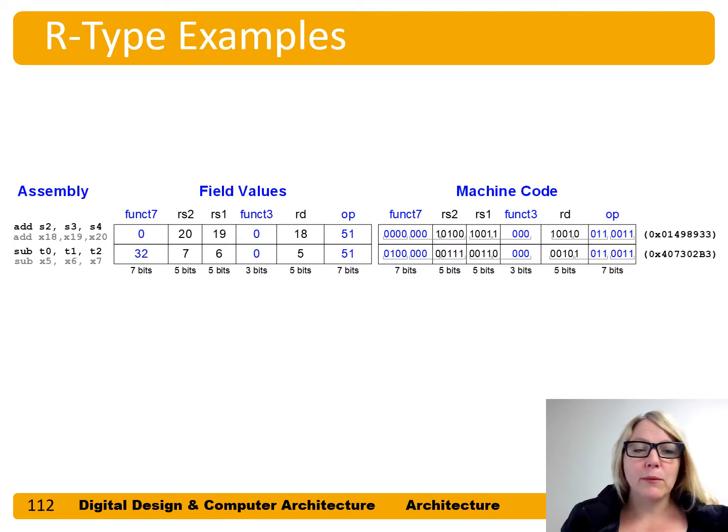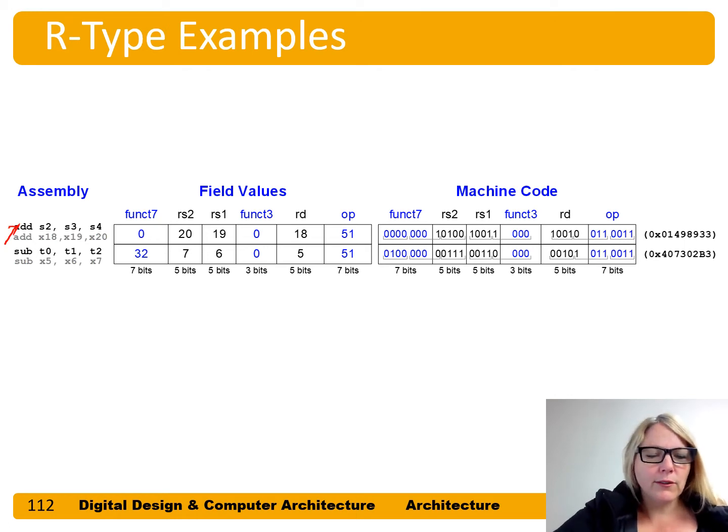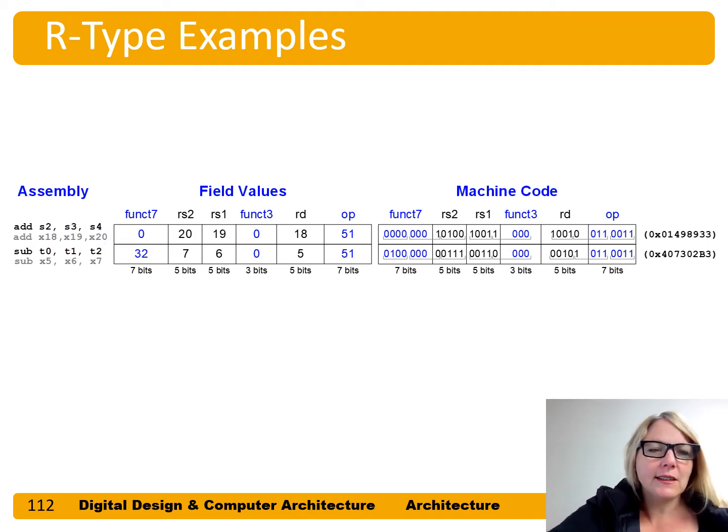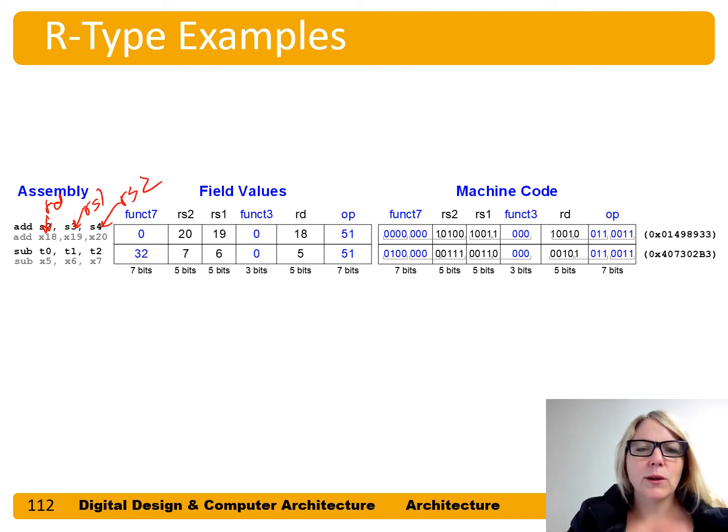So here's some examples. Add is an R-type instruction, so we encode it using the R-type format. Here we have our add instruction. And we first encode the registers, so we use our special names, S2, S3, S4. We look up on our register table what register numbers those correspond to, and they correspond to X18, 19, and 20. So the destination is X18, RD, and the 2 source operands, RS1 and RS2, are 19 and 20. So in our RD field, we put 18.